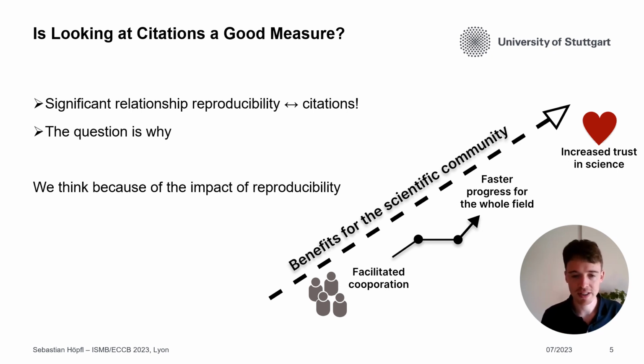So reproducible models have some factors you don't have with not reproducible models. For example, facilitated cooperation, as you can couple models and share them easily. You have faster progress for the whole scientific field because you can reuse models and you can also extend these models. And you can only do this and will only cite them if you're able to reproduce them, because if you're not able to reproduce them and use them, then you will not cite these models. And of course, you have also increased trust in science as you can validate and falsify these models.